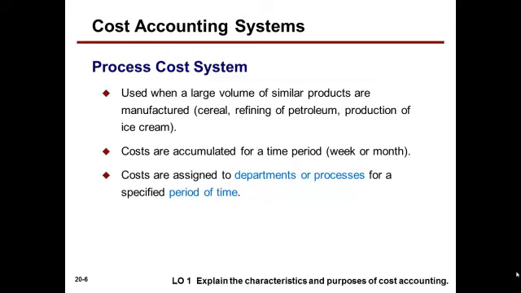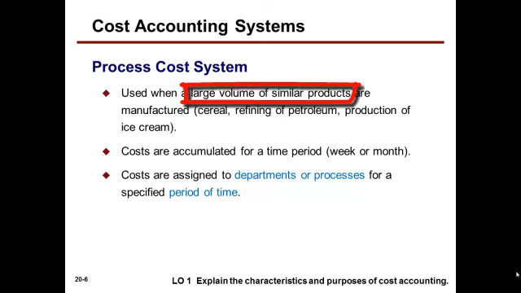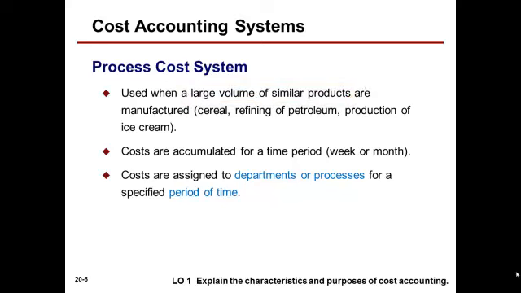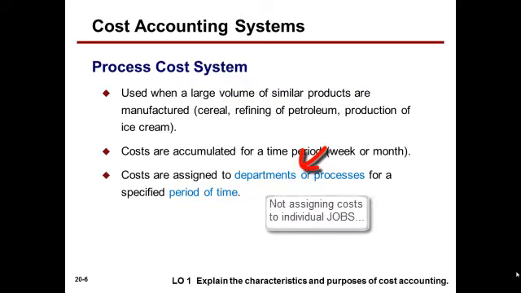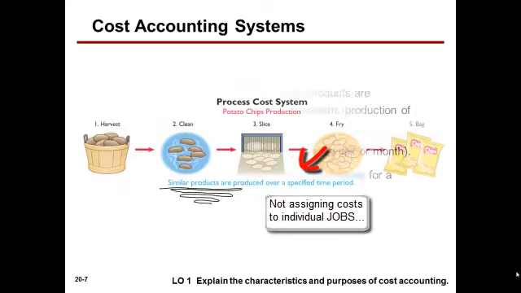Contrasting this with the process cost system, we're talking about a large volume of mass-produced similar products. Costs are accumulated for a time period, such as a week or a month, and costs are initially assigned to departments or processes for a specified period of time.